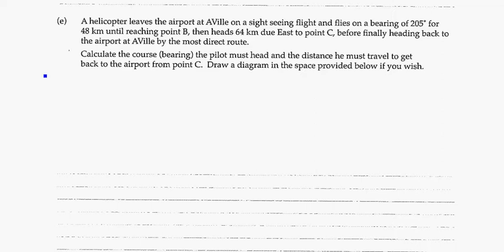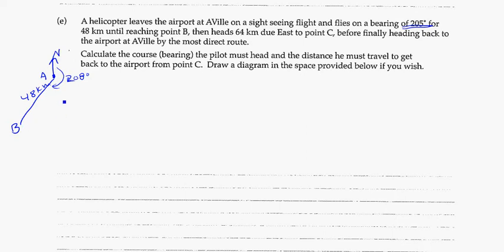So with a bearing, remember, always start from north. So here's where we're starting at point A, and there's north, and I know that I have a bearing of 205 degrees. Now 205 degrees is more than a straight line, but less than 3/4 of a turn, so I'm going to guess probably about in here, and we travel for 48 kilometers until we reach point B.